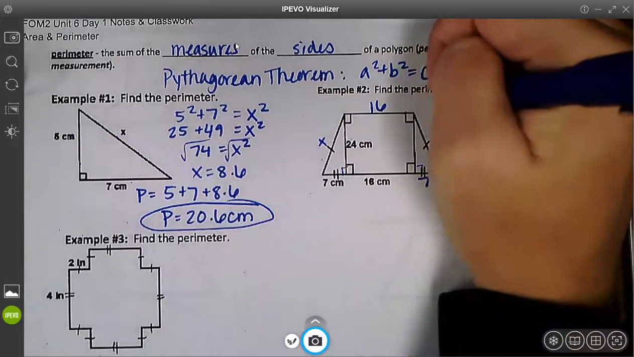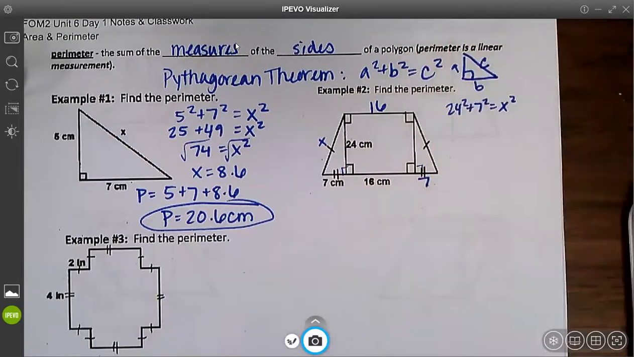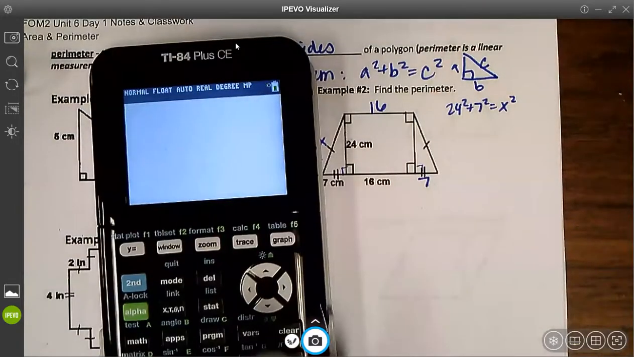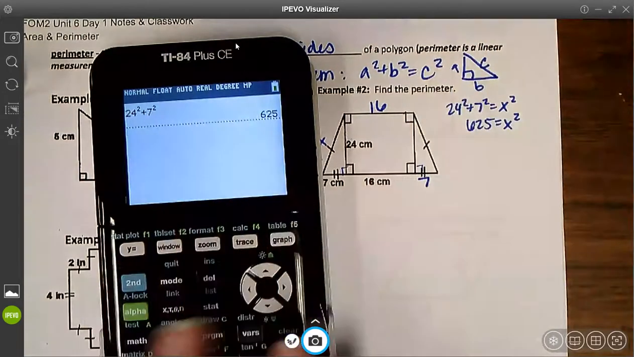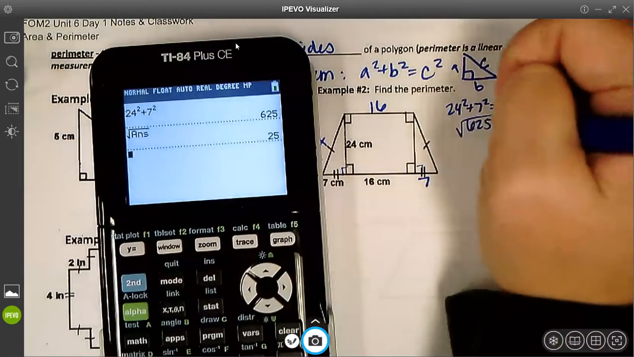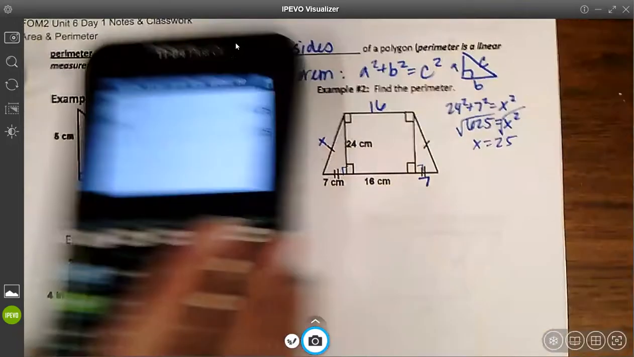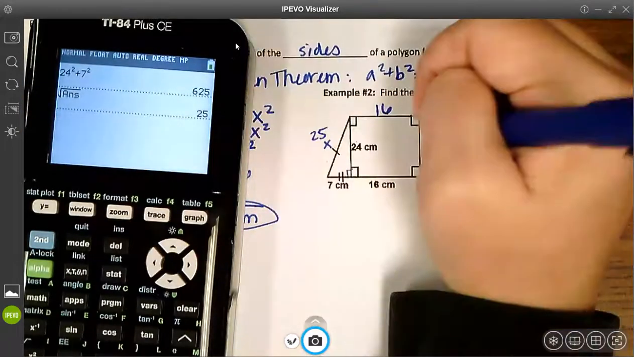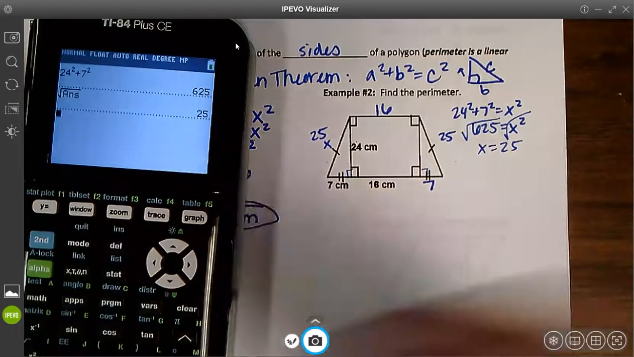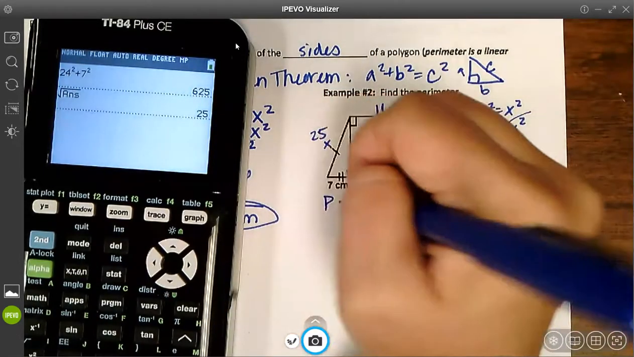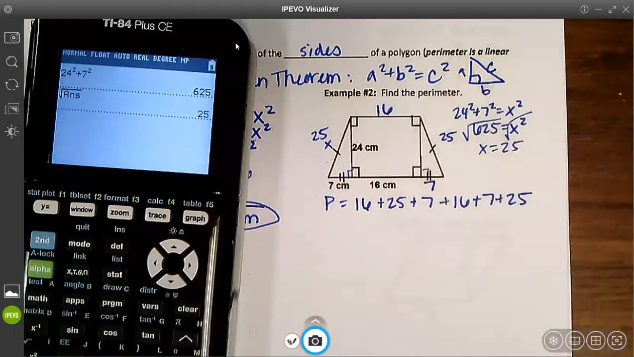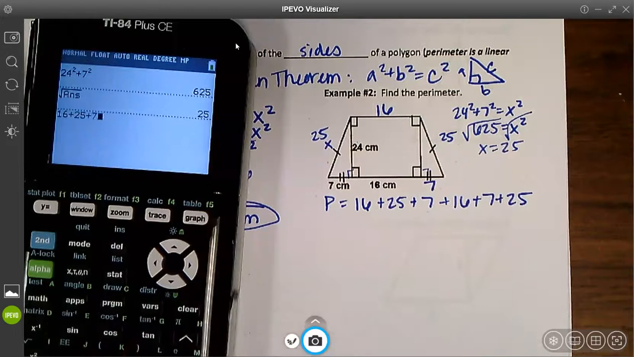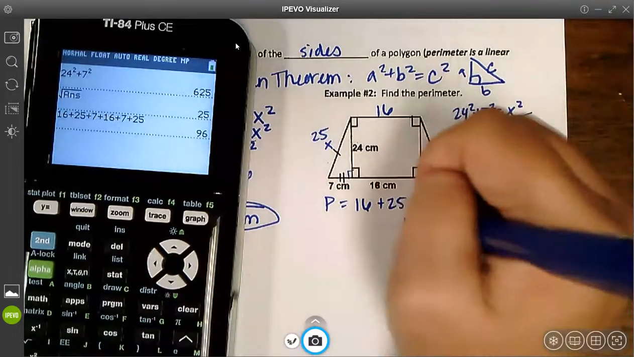So we'll have 24 squared plus 7 squared equals x squared. And I'm just going to plug that in my calculator. 24 squared plus 7 squared is 625. Take the square root of both sides, or the square root of 625, and you get x is 25. So I have 25 here and 25 there. The perimeter, I just add up all the sides. So I have 16, 25, 7, 16, 7, and 25, going all the way around. So my perimeter is 96 centimeters.